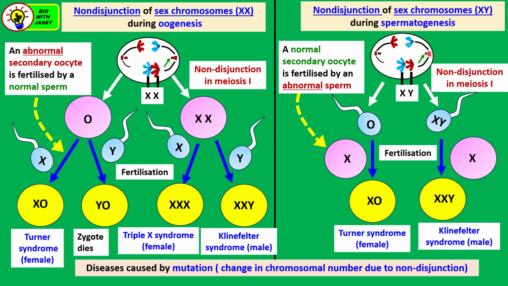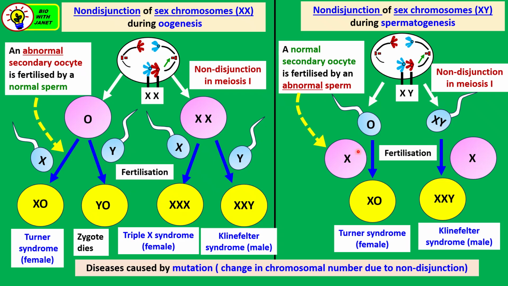So finally, 50% of the sperms formed will have no sex chromosomes, because the two sex chromosomes move to the right pole. The left pole has no sex chromosomes, so this produces a sperm without sex chromosomes. And the other sperm has two sex chromosomes, XY, because of non-disjunction of the sex chromosomes in meiosis 1 during Anaphase 1.